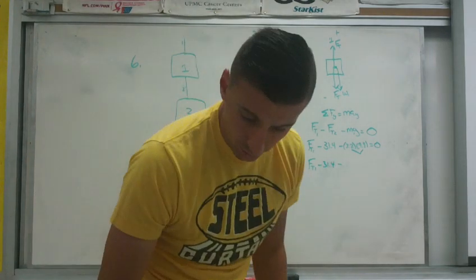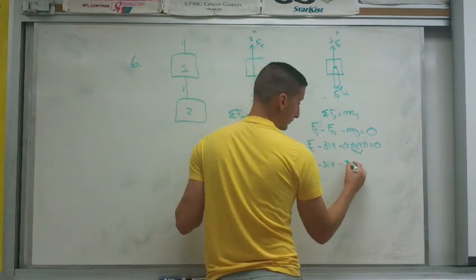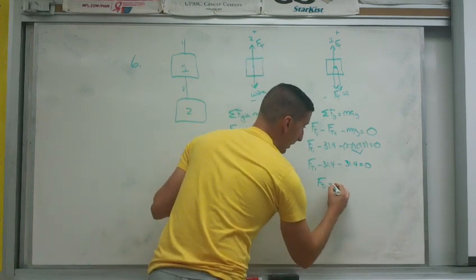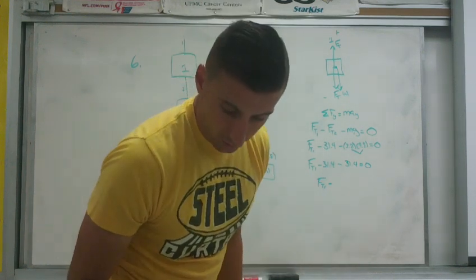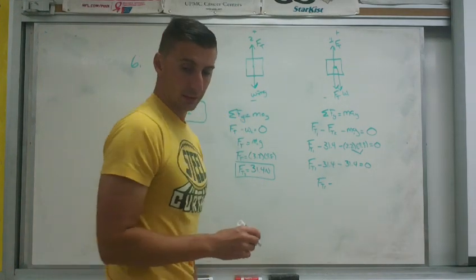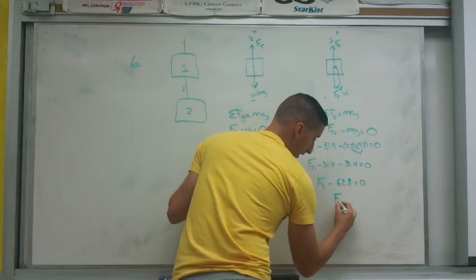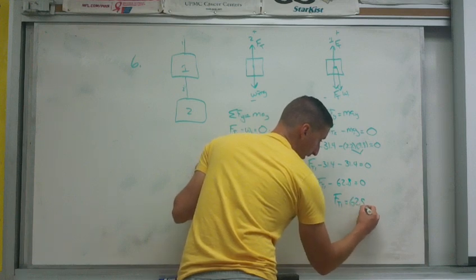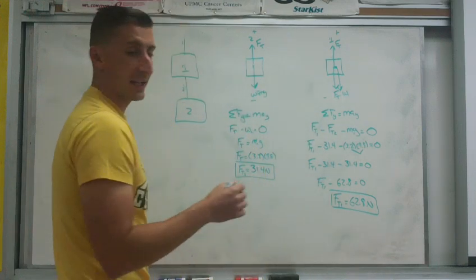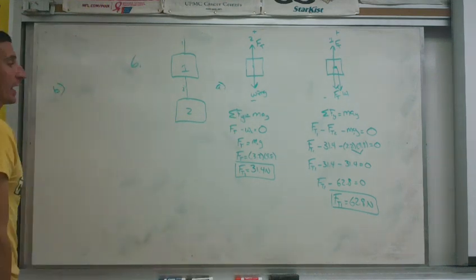3.2 times 9.8 is 31.4. That should make sense, it's the same. So I get Ft1 minus 31.4 minus 31.4, you get 62.8. So the tension in rope 1 is equal to 62.8 newtons. That's if the buckets are not moving. So that's A. Now B, same free body diagram.